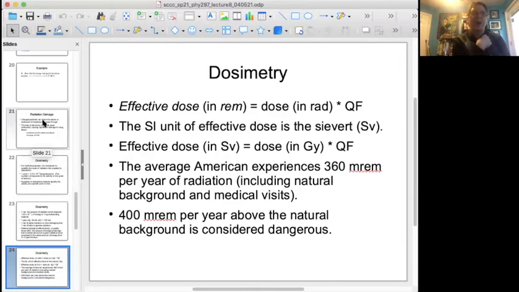That's just from the natural background. You'll almost never be able to prevent exposure to radiation absolutely, in just a natural setting. But it also includes medical visits as well. It's taking into consideration that maybe you'll get an x-ray or something like that once a year, or whatever the amount of x-rays a person gets on average gets factored into that. So 400 millirems per year above the natural background is considered dangerous.